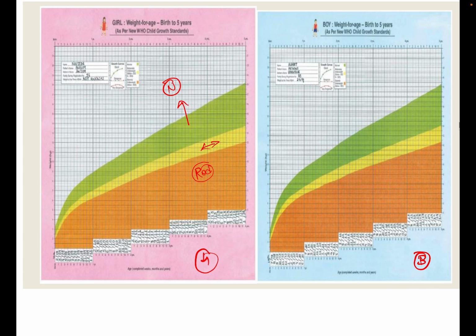So if we can see, this is weight for age. Since it is for birth to 6 years, you can see almost 60 months. There will be a total of 1 year, 2 year, 3 year, 4 year, 5 year. And here you will see 1, 2, 3, 4, 5, 6, 7, 8, 9, 10, 11, 12.